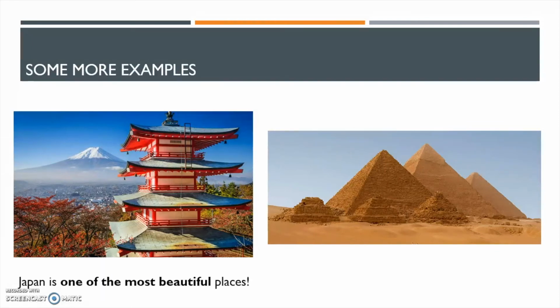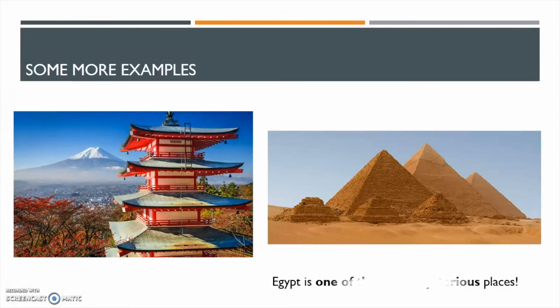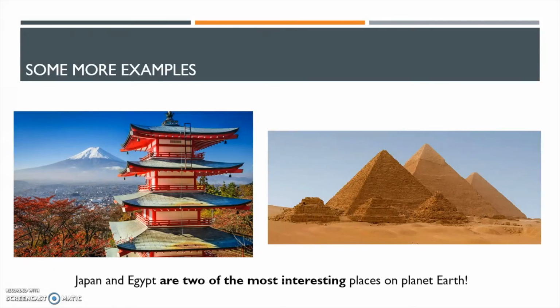Here are mine. Japan is one of the most beautiful places. Egypt is one of the most mysterious places. And if you're feeling very confident with this form, you can have a variation, something like Japan and Egypt are two of the most interesting places on planet Earth.